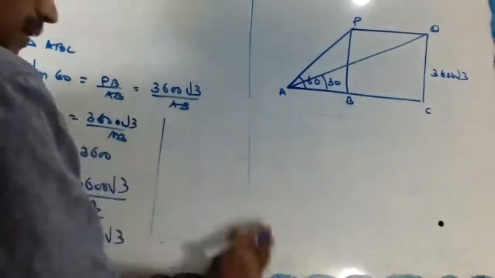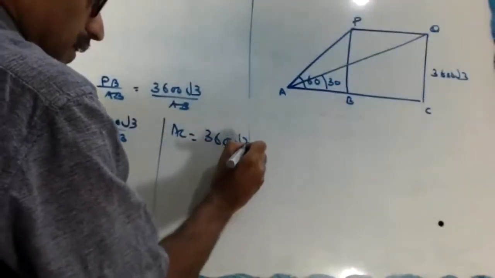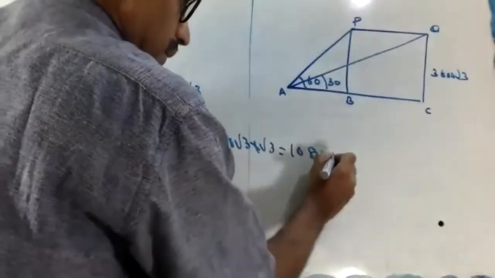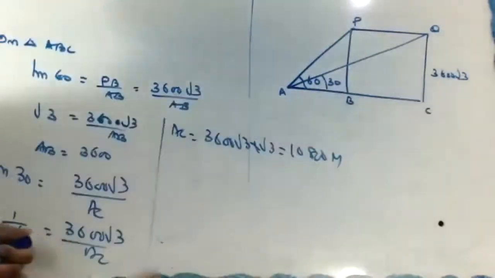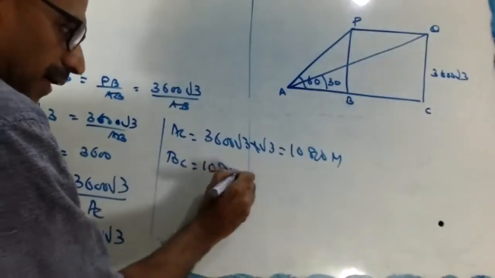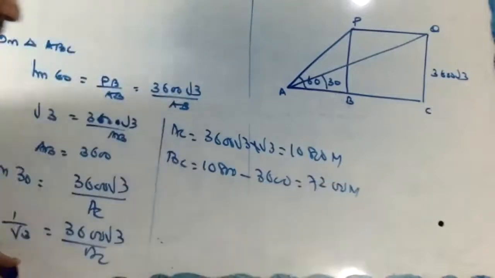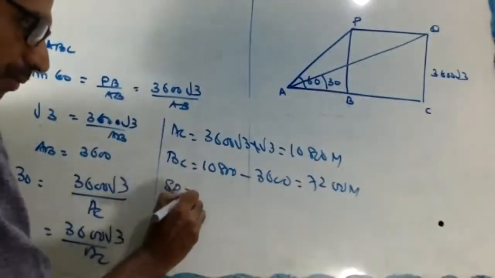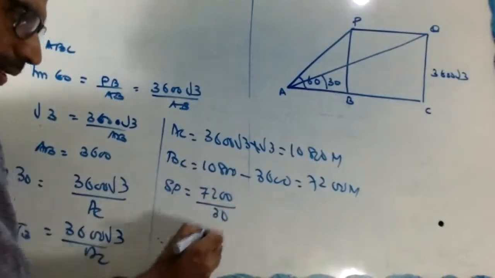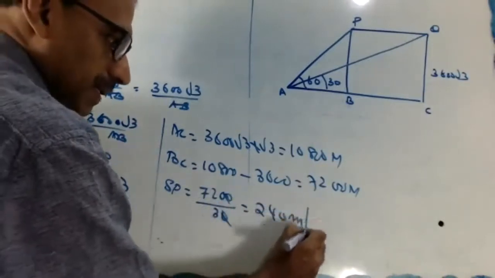Therefore, AC equal to 3600 root 3 into root 3. That is 10800 meter. AC we got it. We got AC, we got AB. Therefore, BC equal to 10800 minus 3600. That is 7200 meter. We got the distance. Therefore, speed equal to 7200 divided by 30. Correct or no? 30 seconds. That is 240 meter per second.